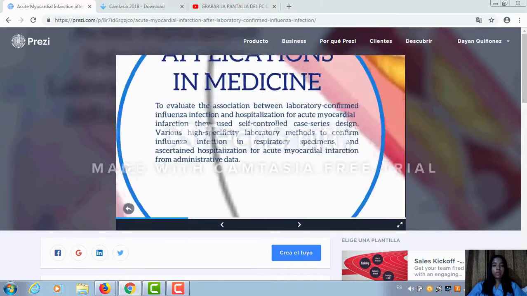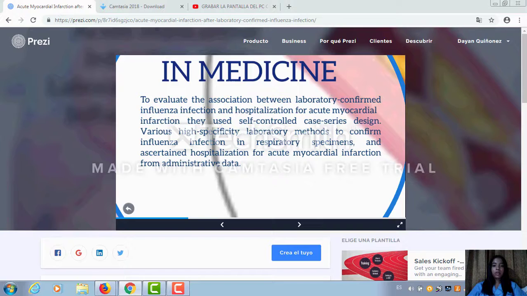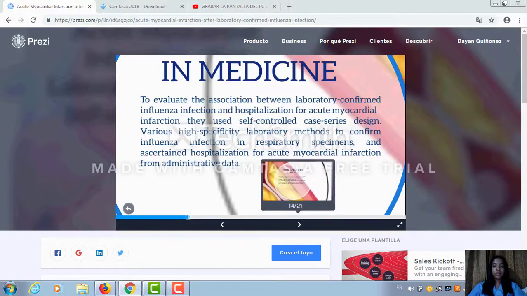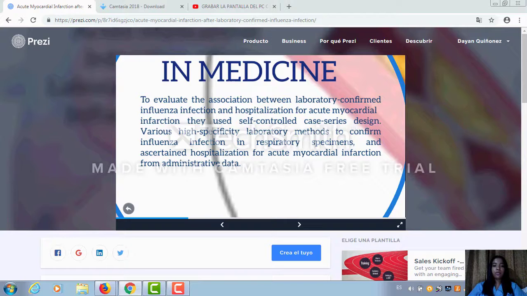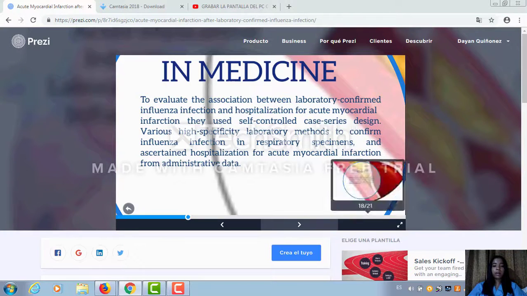Applications in medicine. To evaluate the association between laboratory-confirmed influenza infection and hospitalization for acute myocardial infarction, they use self-controlled case series design. Various high-specificity laboratory methods confirm influenza infection in respiratory specimens, and hospitalization for acute myocardial infarction is ascertained from administrative data.